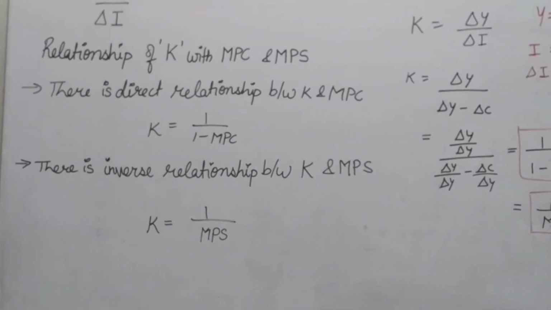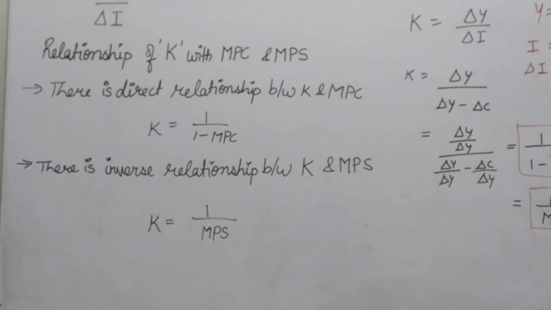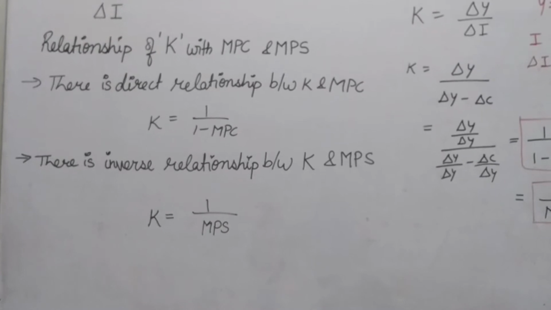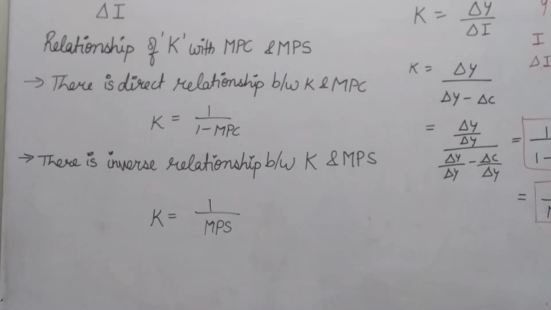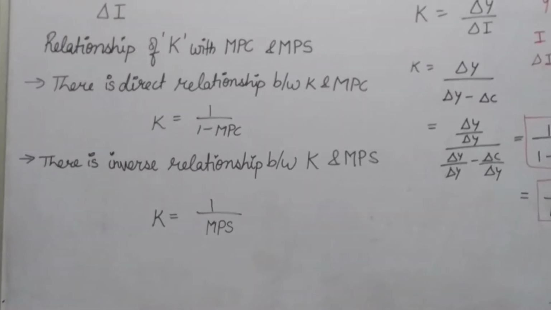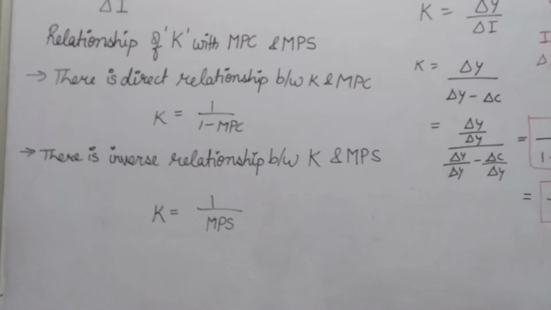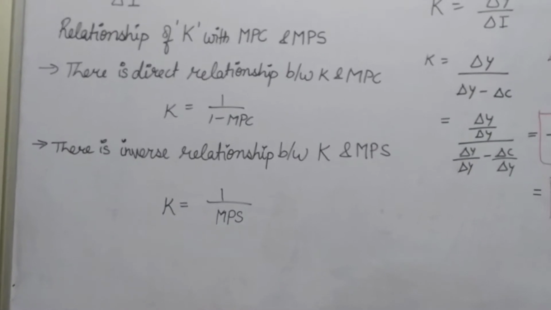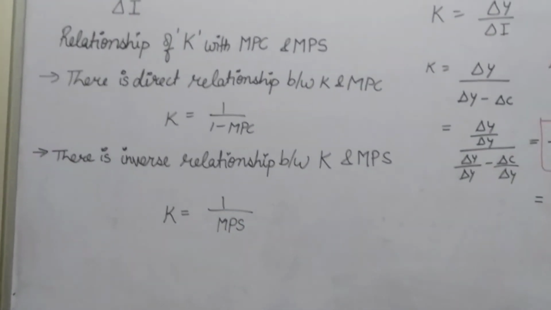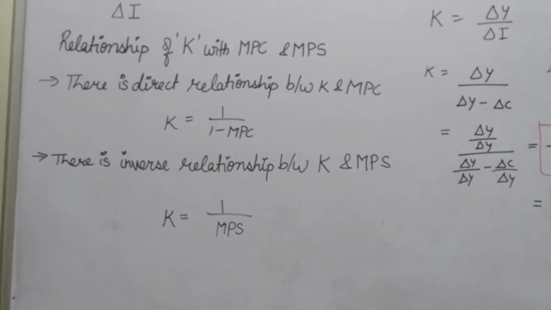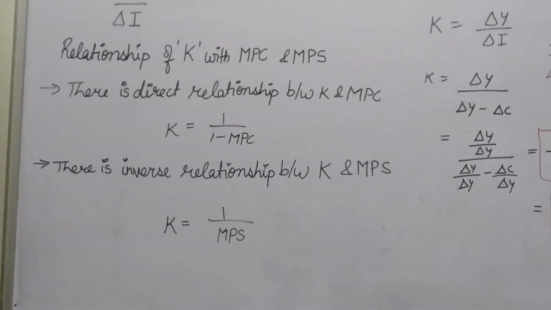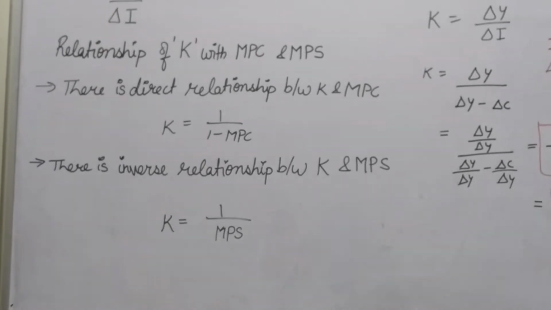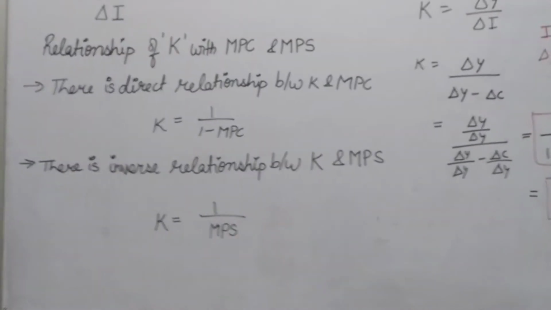Similarly, there is an inverse relationship between K and MPS. MPS always shows the inverse relationship with K. That means higher the MPS, lower will be the value of multiplier. If the people do more savings, more money will work as leakages from the circular flow of income, and the money will not be multiplied. That is why we say that MPC has a direct relationship with the multiplier and MPS has an inverse relationship with the investment multiplier. These are the two formulas.